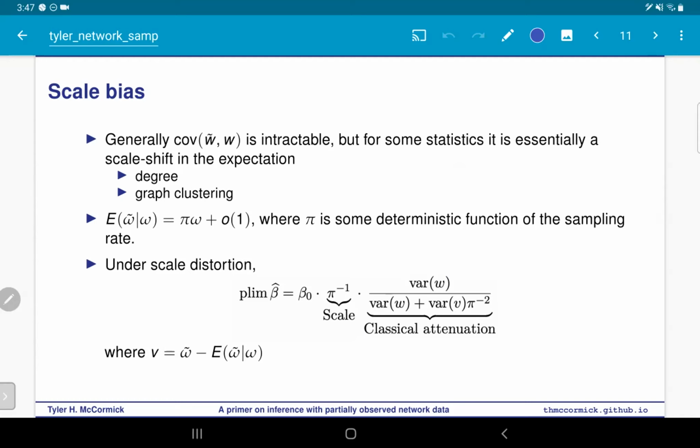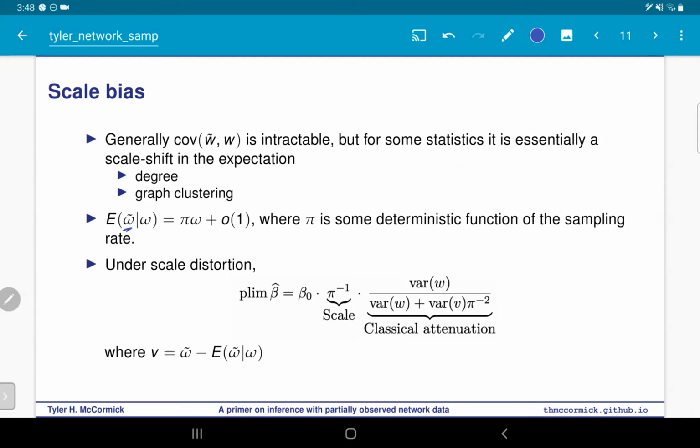But thinking about the case where it works as a scale shift, then essentially what we can say here is that we can think about the expectation of W tilde, which is our observed quantity, conditional on the actual quantity, as just some sort of deterministic function of the sampling rate. So essentially something that's going to scale up and down, some scale factor, where that scale factor depends on the sampling rate.